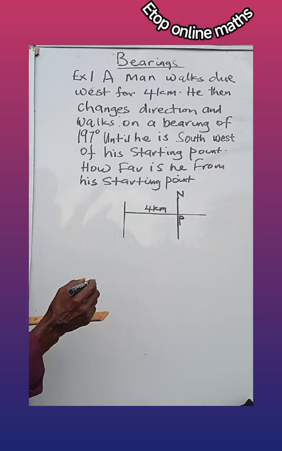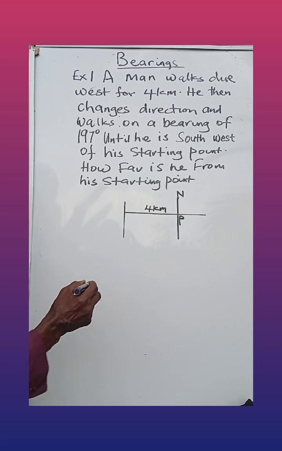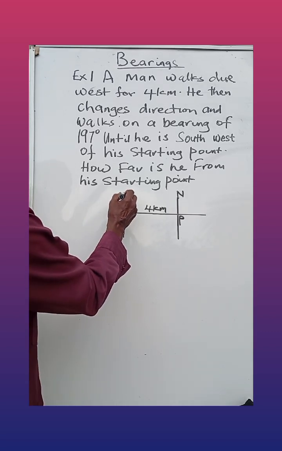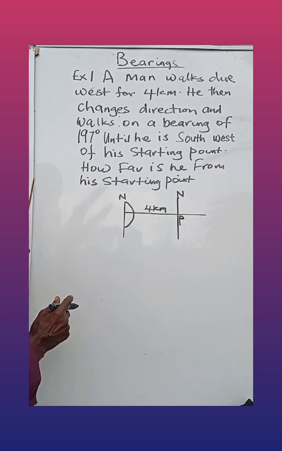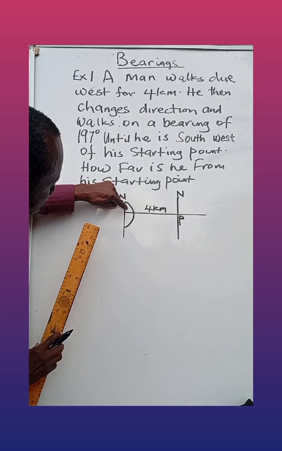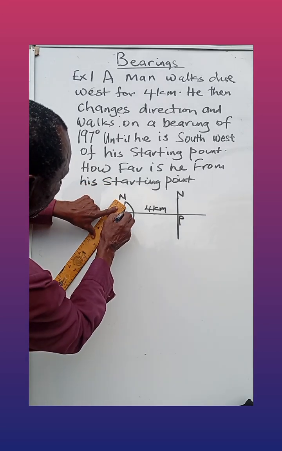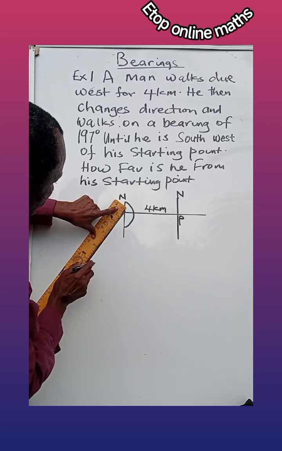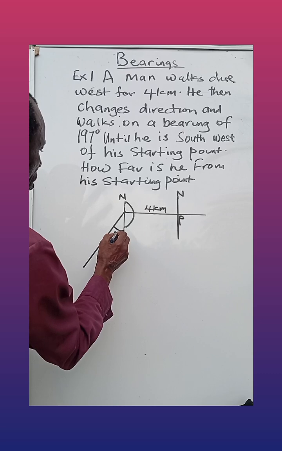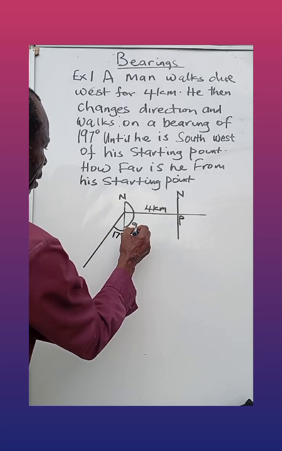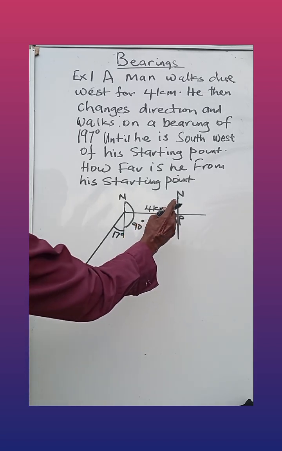And changing direction, he walked on a bearing of 197 degrees. So from the North Pole, I get my 197 degrees. The whole of this is 180. This is 90, this is 90. Now, what do I add to 180 to get my 197? I have to add 17. So I have this to be 17 degrees. This is my 90 degrees.